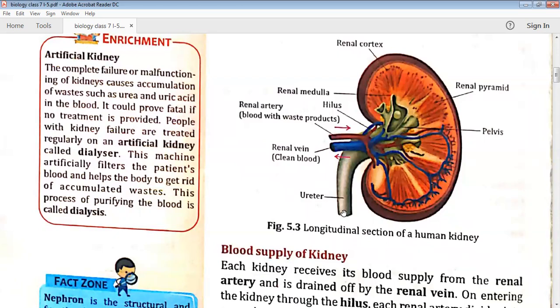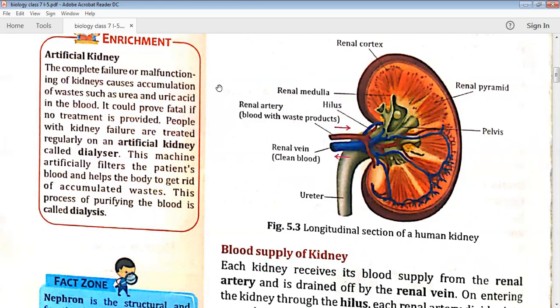You can see ureters are two narrow tubes that run from the kidney and enter into the urinary bladder. So the ureter goes into the urinary bladder, and after the urinary bladder, the urine will go through the urethra. So ureter, then urinary bladder, then urethra. So this is the structure of kidney.